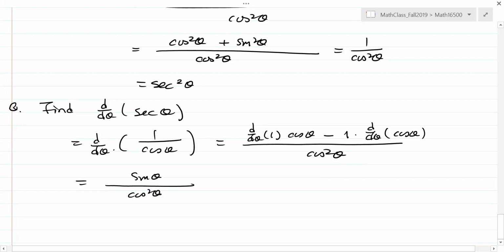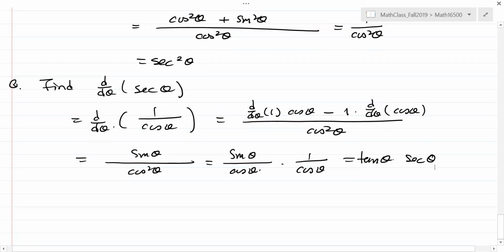So now what? Okay, so you can say this is a derivative, fine. But you can also write it in this form. Then the first term is called tangent theta, the second term is secant theta. So in some textbooks, there's a formula given that the derivative of secant theta is tangent theta times secant theta.